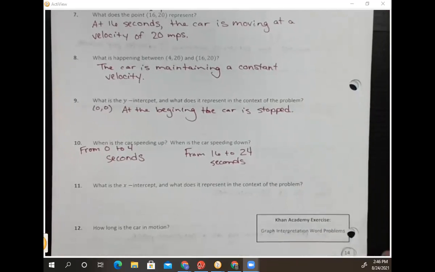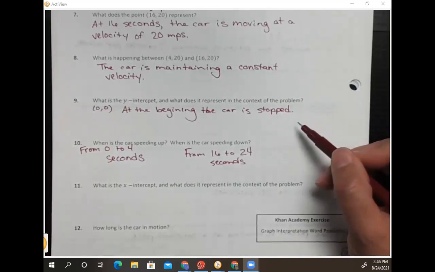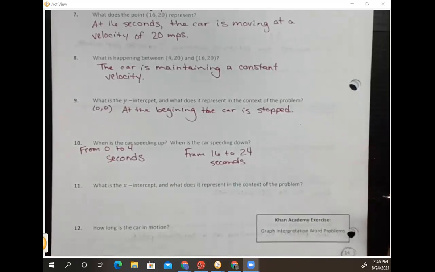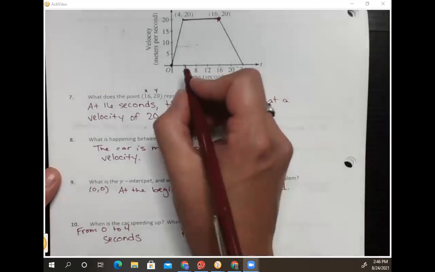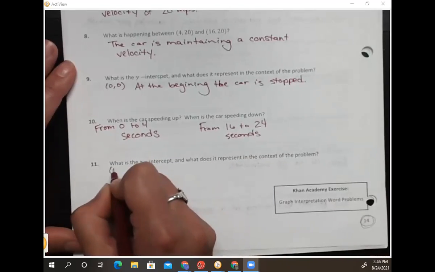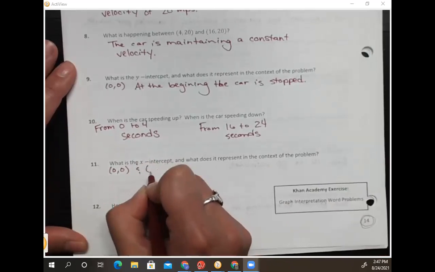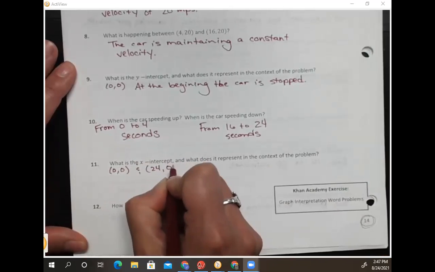Now let's talk about x-intercepts. We said when we talked about number 9 that the y-intercept is where our graph crosses the y-axis. So the x-intercept is where our graph crosses the x-axis. So where do I have x-intercepts? Yeah, at 0 and at 24. So I've got an x-intercept at (0, 0), and I have an x-intercept at (24, 0).